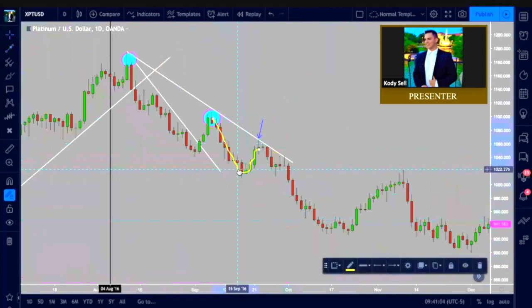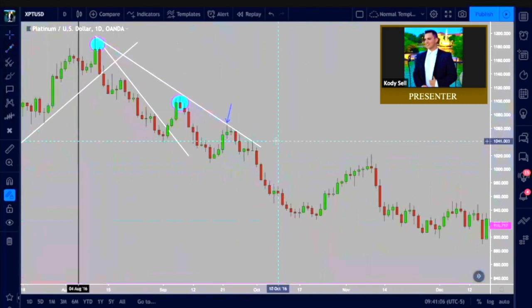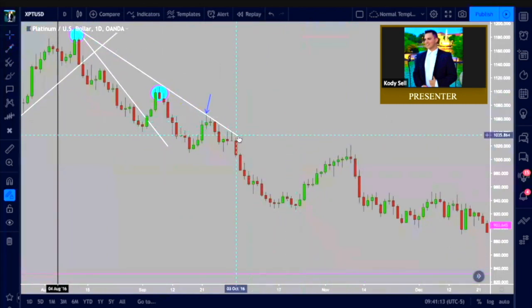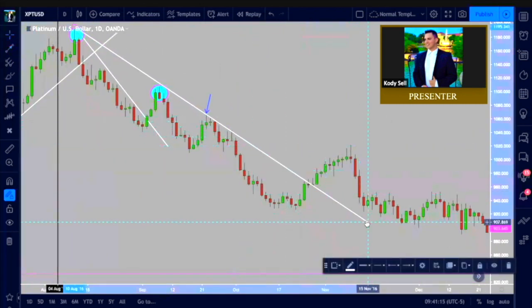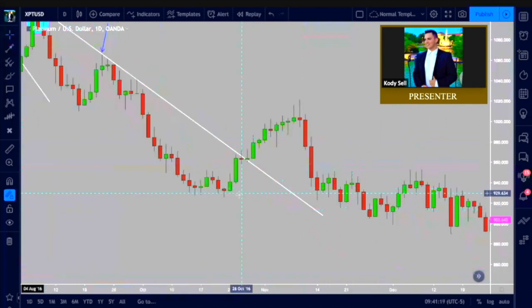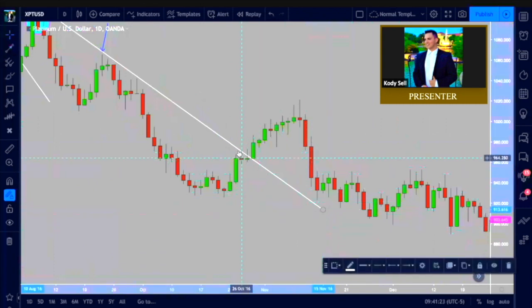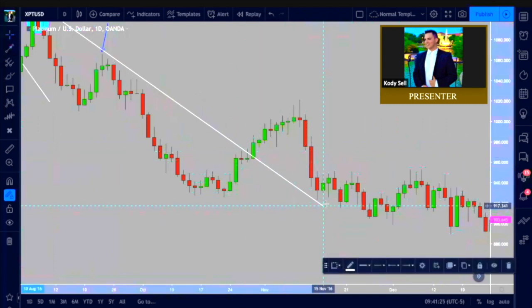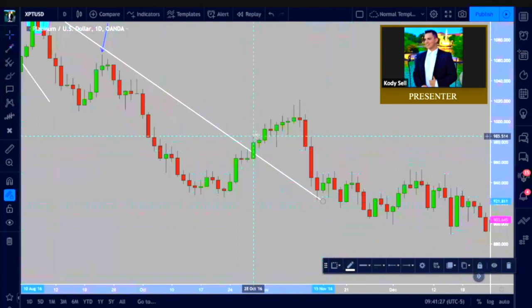So I hope you're starting to get a feel for this and seeing how price is reacting at these levels. Let's go ahead and extend this trend line through and see what happens. So price comes up here, wicks through, we adjust it, wicks through, we adjust it, and then breaches. And that's that. Trend line's over.